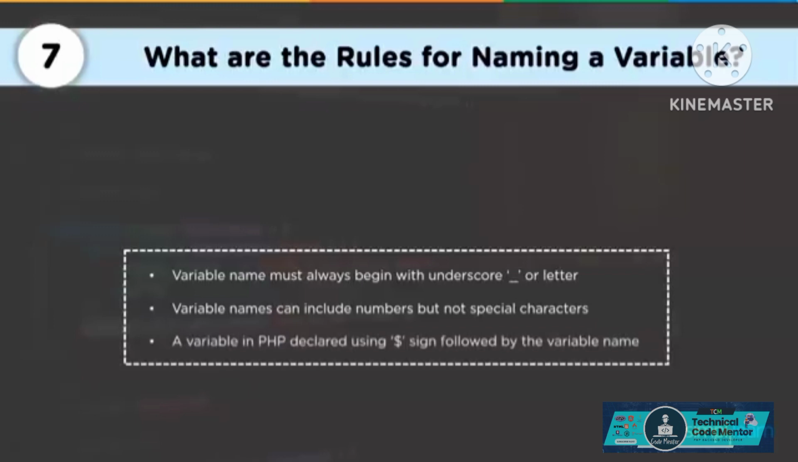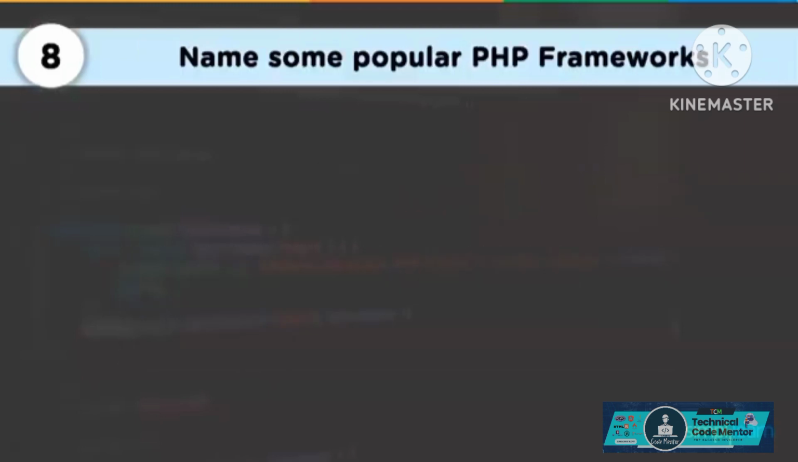Next, a variable in PHP is declared using the $ sign followed by the variable name. Now, as you can see, this is how we declare a variable, $my_variable. You can also put a number in between or at the end while naming a variable, just not at the start. Next, name some popular PHP frameworks.